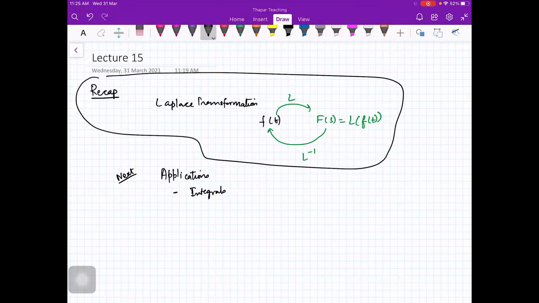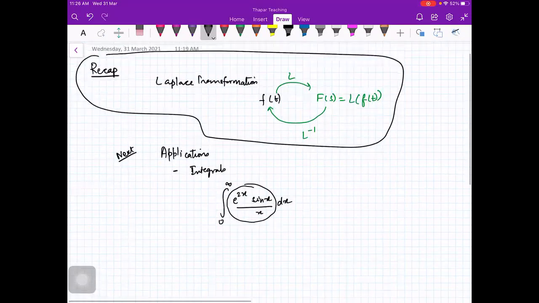For example, suppose I want the integral of e raised to power 2x sine x upon x dx, from 0 to infinity. What I can do is compute the Laplace transformation of this function, and then put s equal to 0. Something like this we have already done.